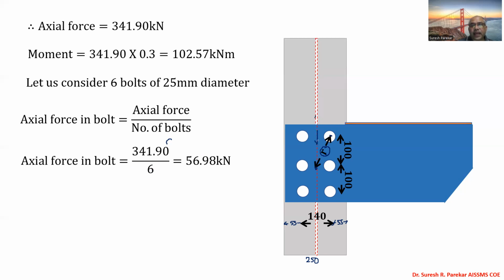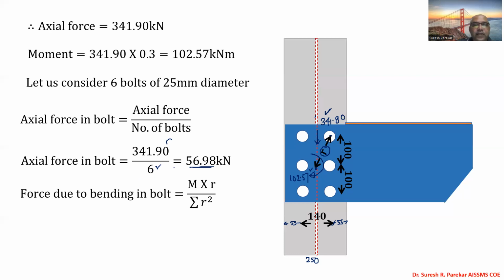One will be the axial force, which is 341.90, equally shared by all bolts, so we divide by 6. And second, we have the moment, which we have calculated as 102.57. We have to design this connection for these two values. So the force in bolt due to axial force is equally divided, and that will be 56.98 kilonewton.